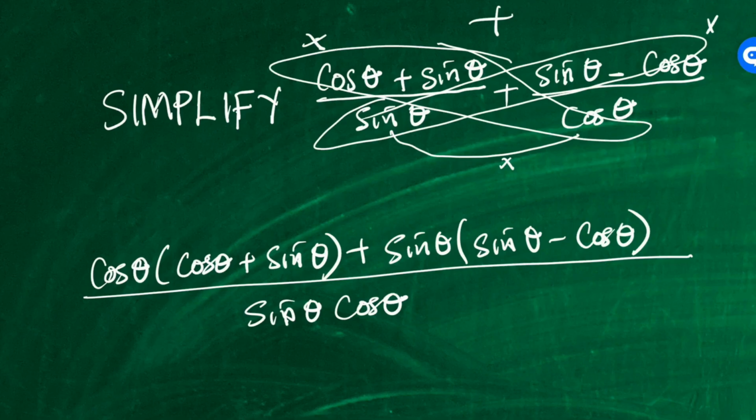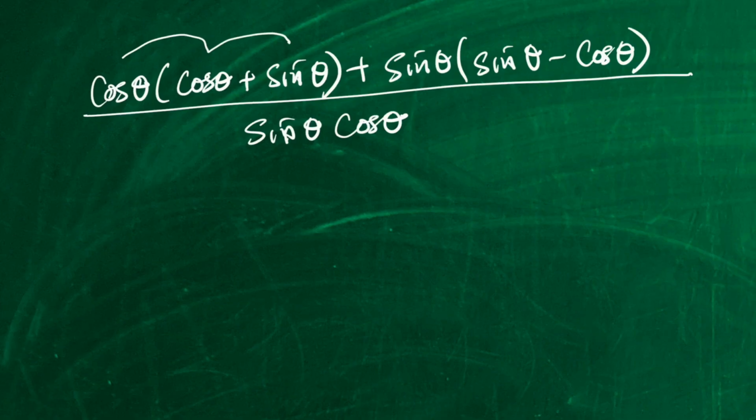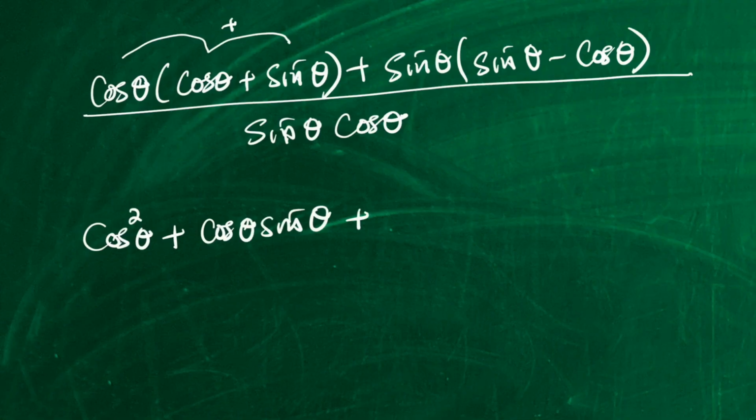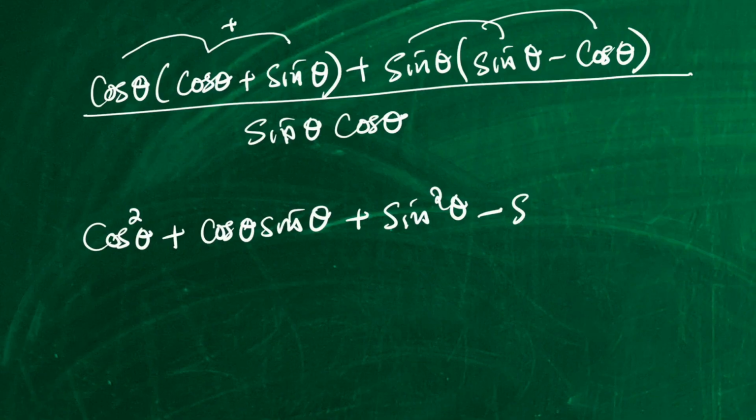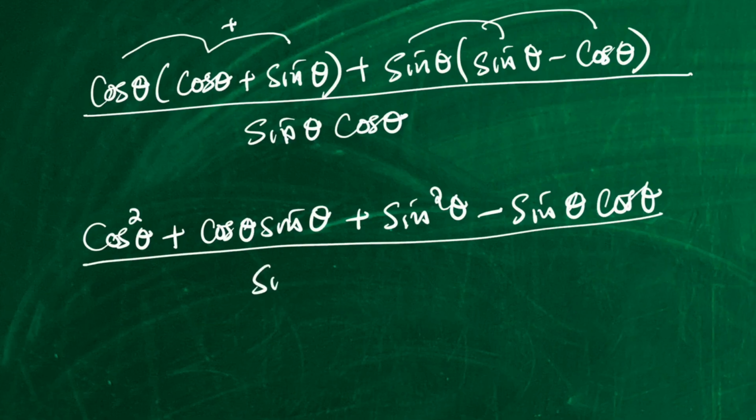Okay. Next, we are going to use the distributive property. So just distribute, right? Or open the parentheses in simple terms. Okay. So we have cosine squared theta, then plus cosine theta sine theta. Okay. Then we add the product of the next term, that is sine squared theta, minus the same thing, right? Sine theta, cosine theta. Okay. Don't forget your denominator. So we divide throughout by sine theta multiplied by cosine theta.